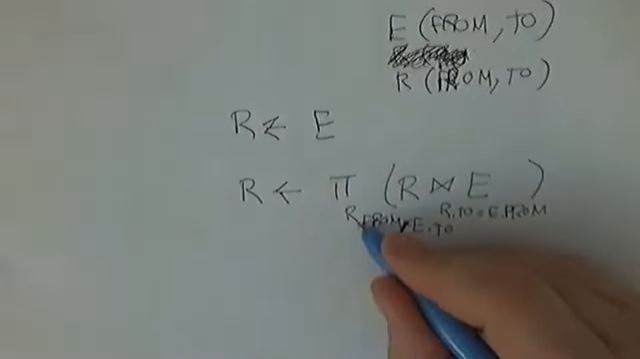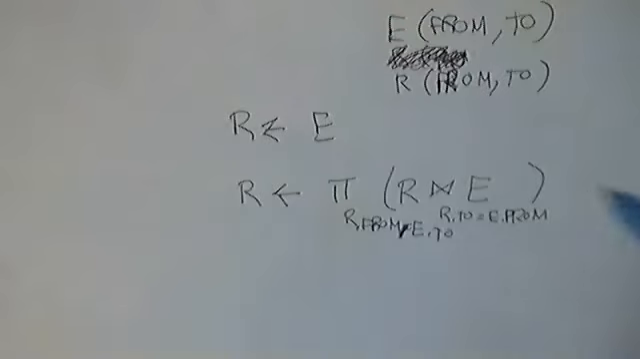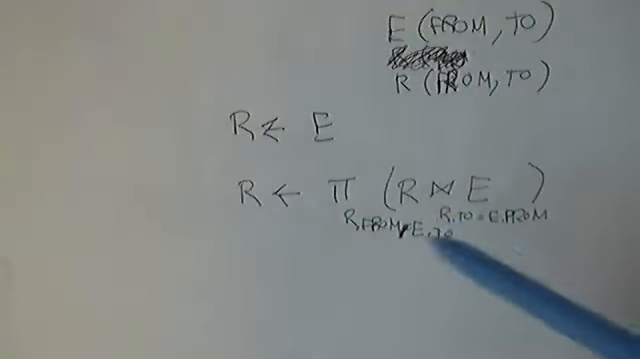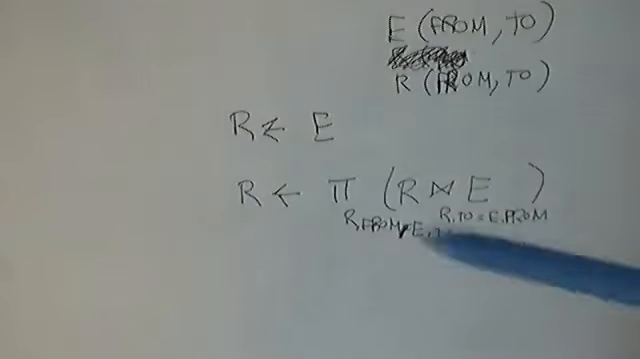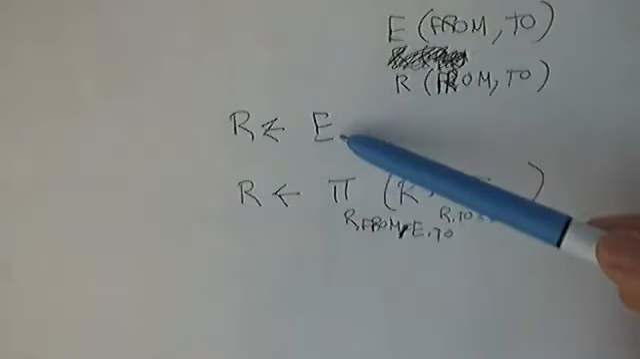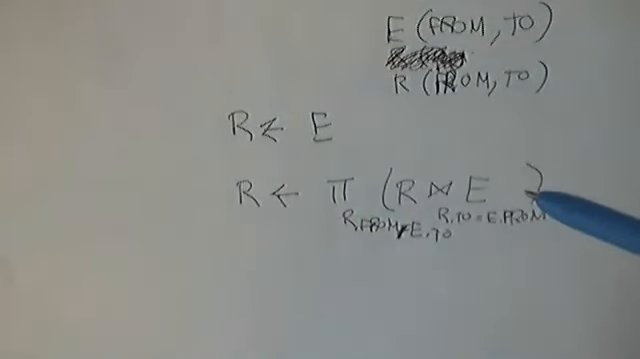Okay. So notice that R is being defined in terms of R. That's a recursive definition, right? So we're involving recursion in the definition of R. This is the base case. So R starts out with just the basic underlying graph.